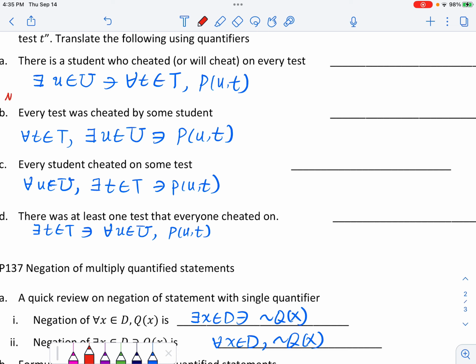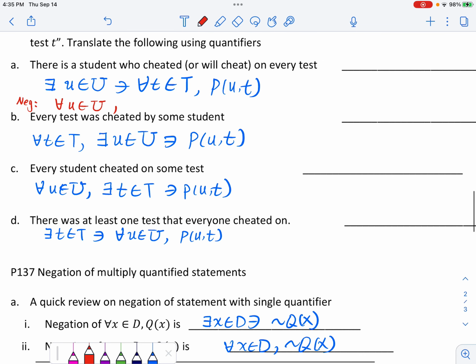The red is the negation. Beginning with the exists, the negation will be for all u in U. And then you have to negate the second part. Just continue to negate. The negation of the second part, for all, becomes there exists t in T such that, and you continue to negate: not P of (u, t). So now let's translate this back into regular, informal English.